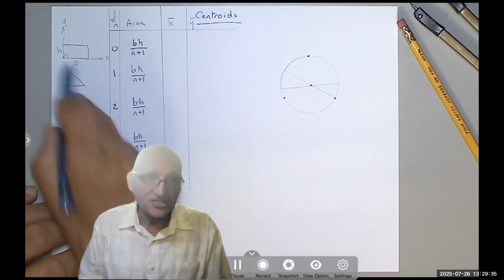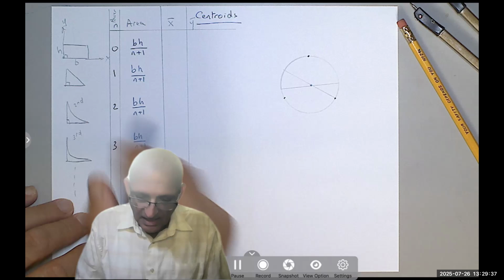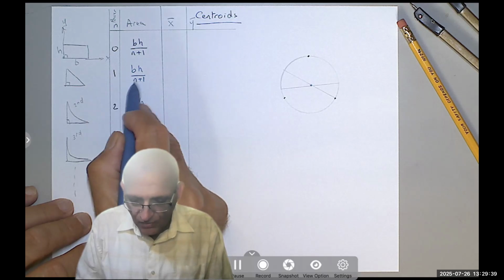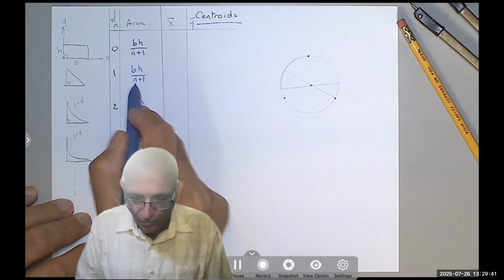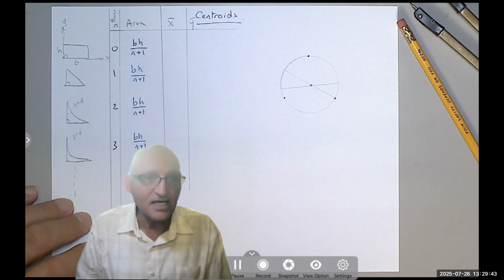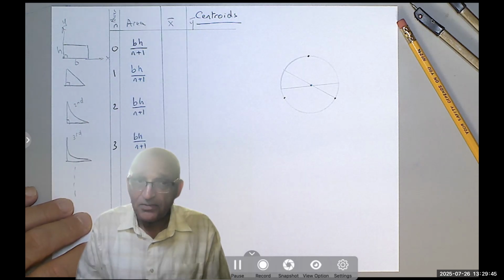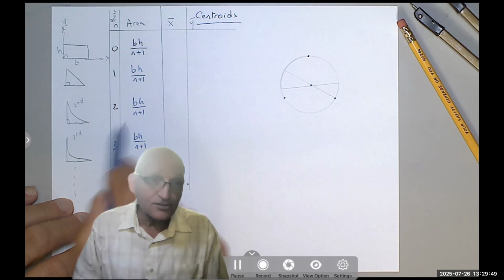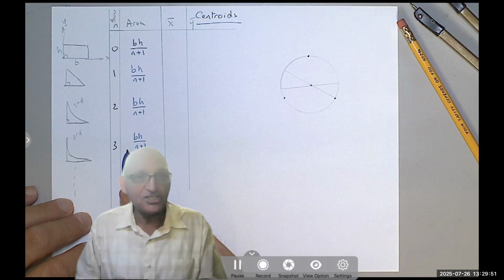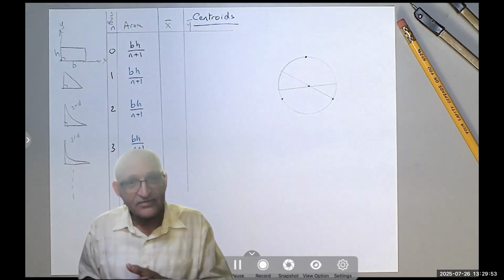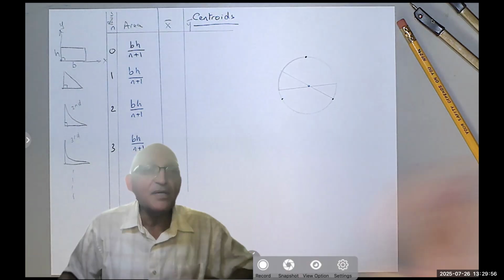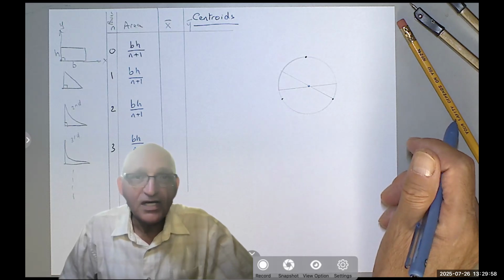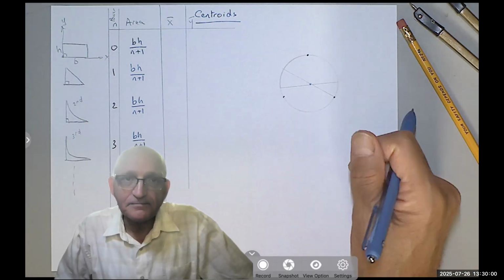So B times H is the area of a rectangle. N is 1. So 1 plus 1 is 2. BH over 2, or 1/2 base times height, is the area of a triangle. A second degree parabola, its area is 1/3 BH. A third degree, 1/4 BH. A 10th degree, 1/11 BH. And it doesn't matter what degree you have, you can easily find the area.